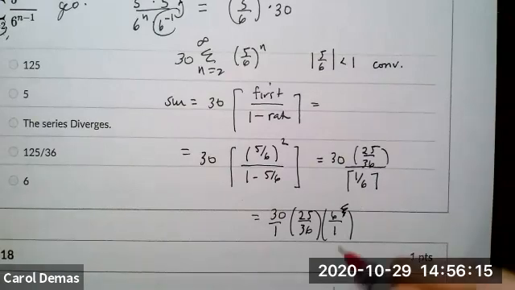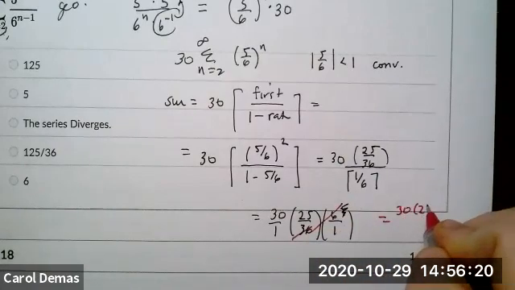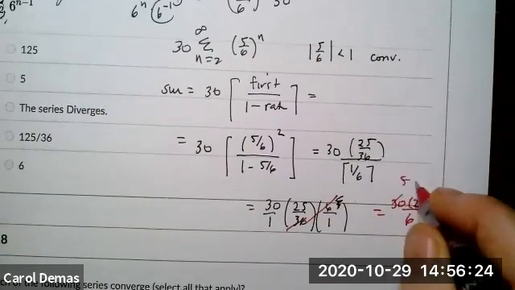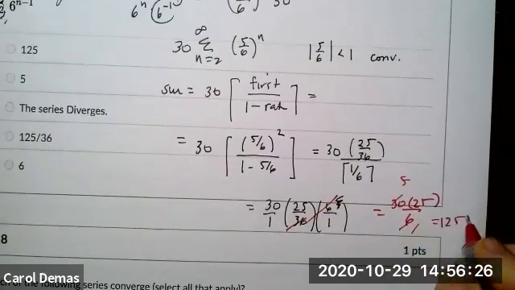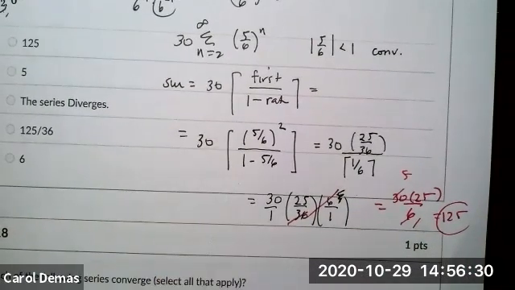Okay, so we'll have a 30 times 25 over 6, and this will give us a 5. So that gives us 125. You're definitely going to get one like that.